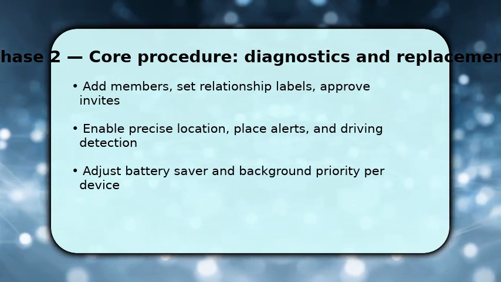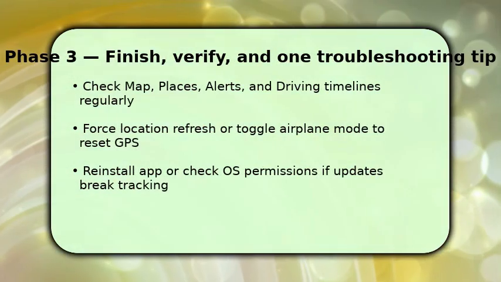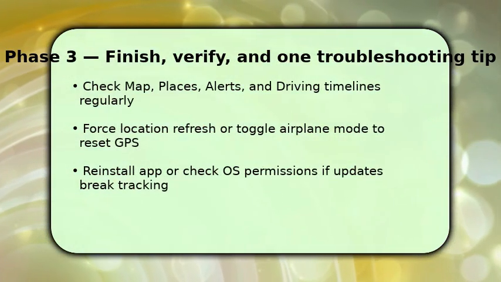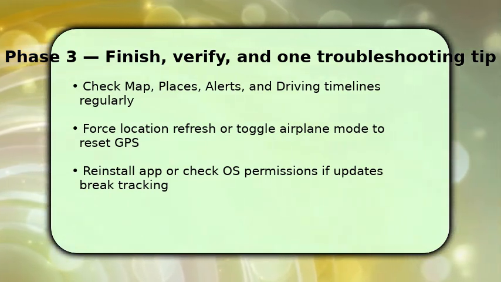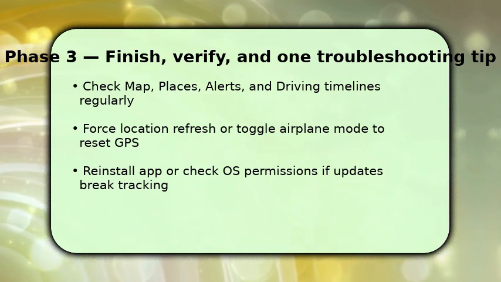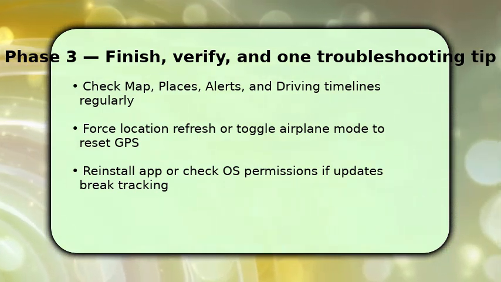Finally, use the map, places, alerts, and driving timeline to monitor movements and history. Tap a member for real-time updates or directions. If someone's location is stale, force a location refresh, toggle airplane mode, or restart the phone to reset GPS. These quick fixes often restore accuracy.